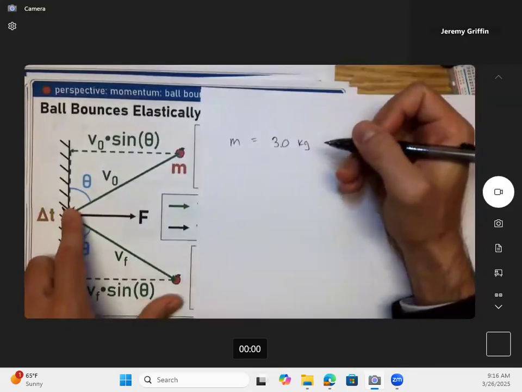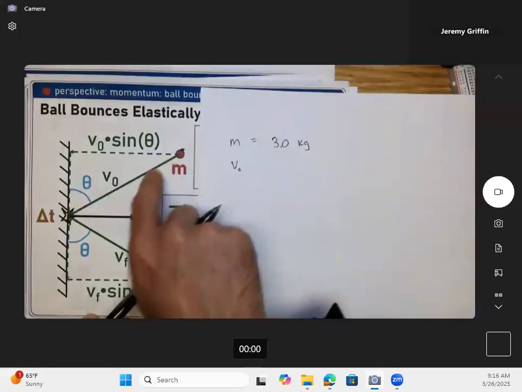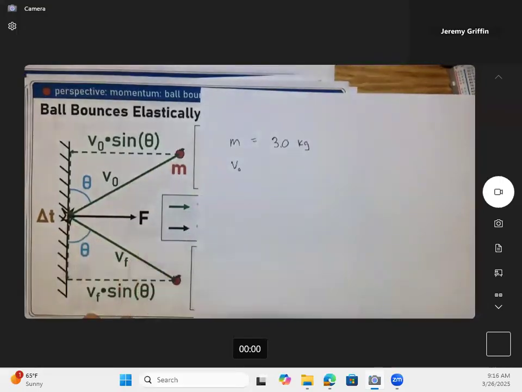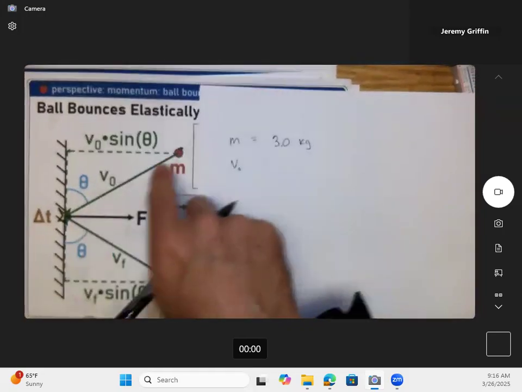Let's have this initial velocity. Well, let's just say the speed doesn't change. The velocity changes because the direction changes, but let's say the speed is the same.